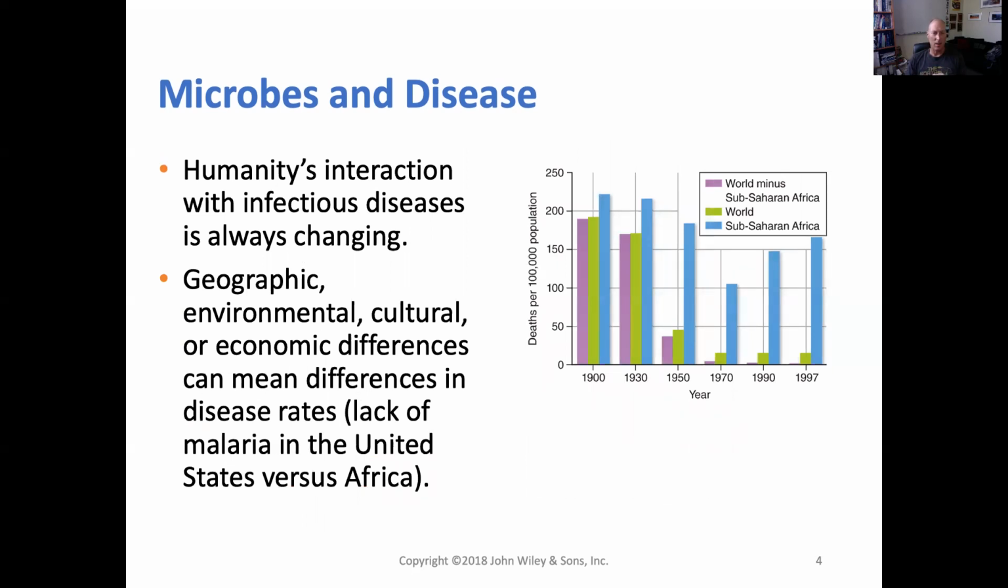infectious diseases are still with us, and they are complicated. They're not the same all over the world. We have different diseases because there are a lot of different factors that affect infectious diseases. Those of you who are public health majors don't need to be convinced about the social determinants of health and environmental determinants of health. Infectious diseases are affected by geographic, environmental, cultural, and economic differences, which can mean different rates of diseases around the world.